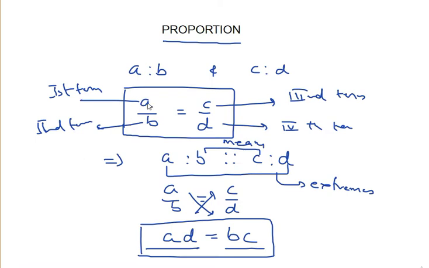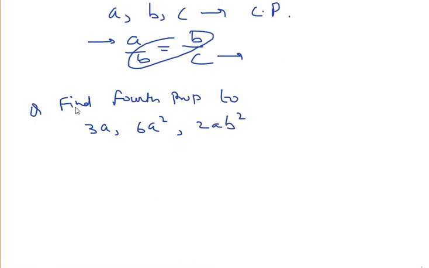Earlier I have explained to you, if A ratio B and C ratio D are in proportion, so A upon B is equal to C upon D. So A is called first proportion, that is first term. B is called second proportion, called second term. C is called third proportion, that is third term, and D is called fourth proportion, that is called fourth term. So you should not be confused in these two. Okay, you can see the question over here.